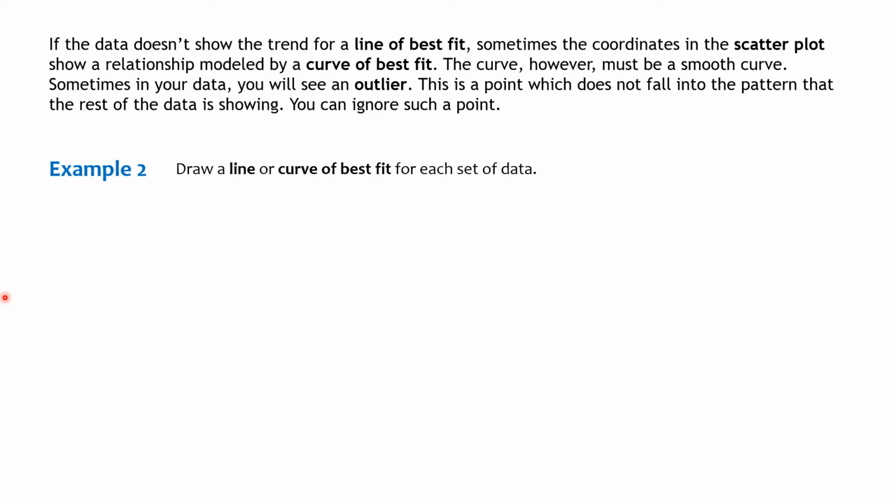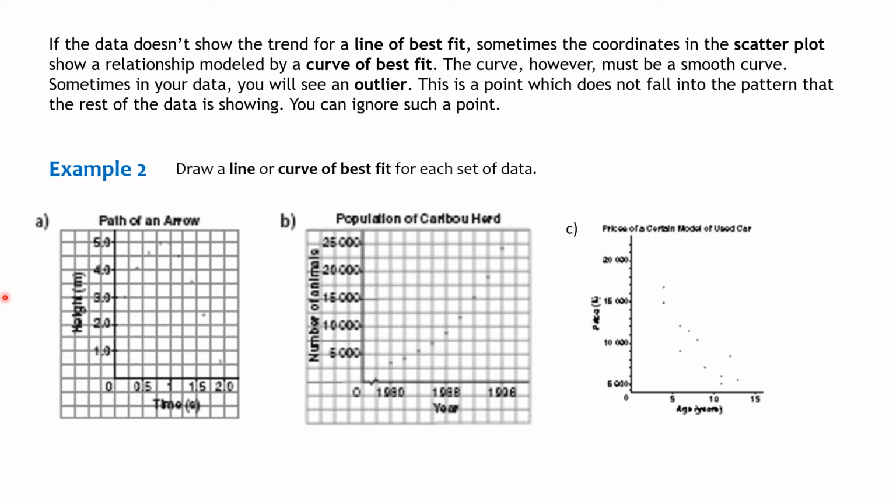Let's draw a line or a curve of best fit for each set of data. Okay, first one, we're talking about an arrow. This says time, it's really blurry. This says time down here, and this is in seconds, so half a second, 1 second, 2 seconds. And this is the height. So an arrow has been shot, and here it's about 3 meters. It goes up to about 5 meters, and then it comes back down again.